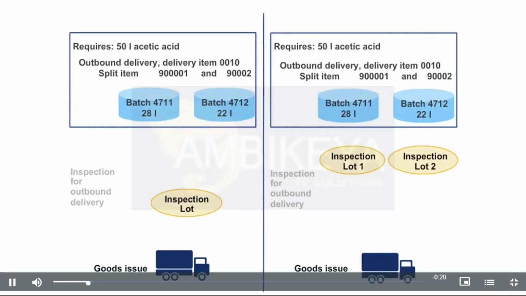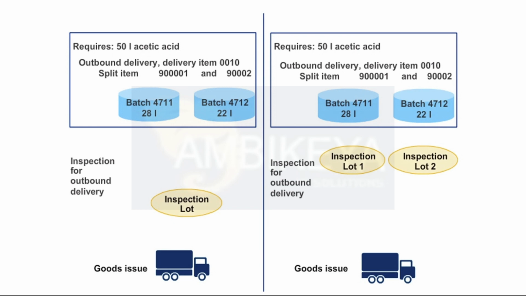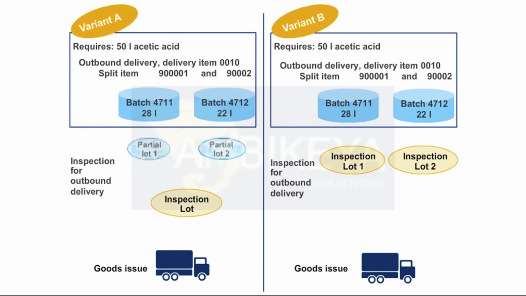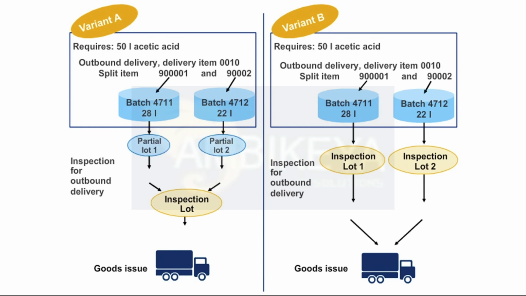You can perform the quality inspection for an outbound delivery according to Variant A or Variant B. In the inspection setup, you can define whether partial lots are to be formed automatically in the case of a batch split in the outbound delivery, or whether a dedicated inspection lot is to be created for each batch split item.